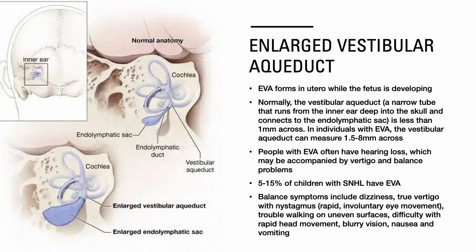People with EVA are typically identified with hearing loss first, though they can present with vertigo and balance problems. 5 to 15% of children who present with sensorineural hearing loss are identified with EVA. This diagnosis must be made with an MRI or CT scan, as the diagnosis is dependent on the anatomical difference in the vestibular aqueduct. Balance symptoms with EVA vary widely.